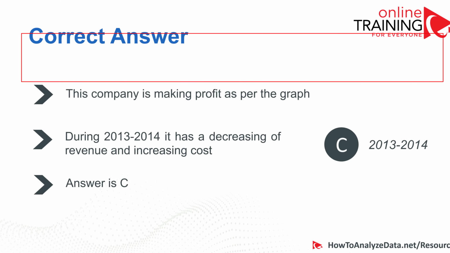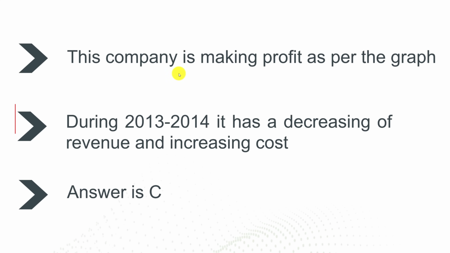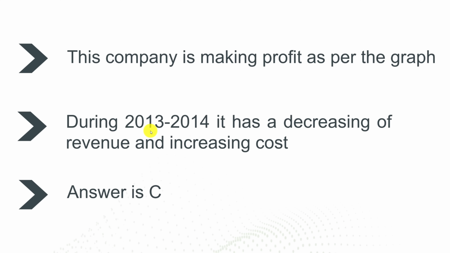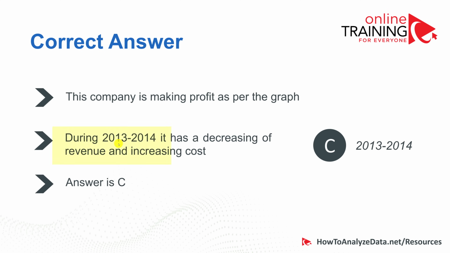Let's recap. The company's profit is represented on the graph. During the 2013 and 2014 period, their revenue was decreasing and the costs were going up. So the correct choice here is answer C, which represents the period of 2013 to 2014.